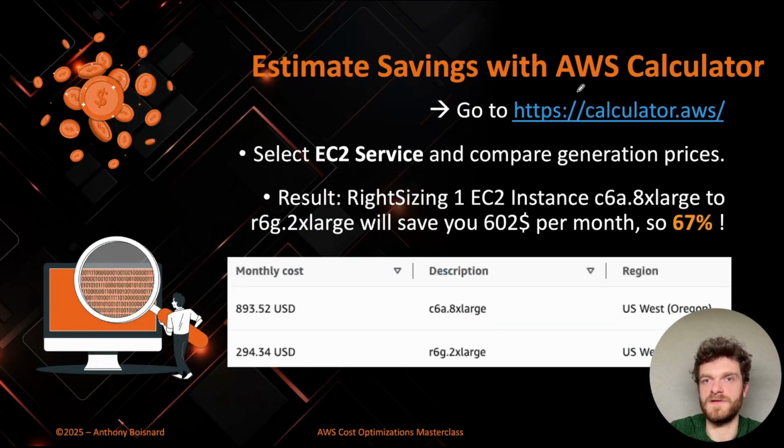To estimate the savings, you can use the AWS calculator. So simply go to that link and select EC2 service to compare the generation prices. So in my example just before, if I right size this one to this one in the Oregon region, I will save over $600 per month for a single instance, and I'm going to save 67%.